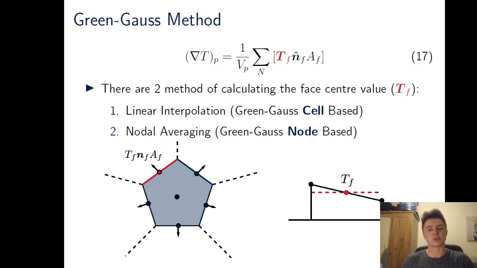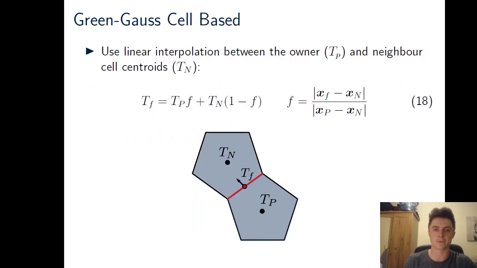The difference between the two methods, just to reiterate, is the method that we use to calculate that value at the face center, which I've highlighted in red there in equation 17. If we calculate TF using linear interpolation, we're using the Green-Gauss cell-based method, or if we calculate by nodal averaging, then we're doing a Green-Gauss node-based method. Don't worry if you don't follow that so far. I'm going to go into detail in each of those methods in the next few slides.